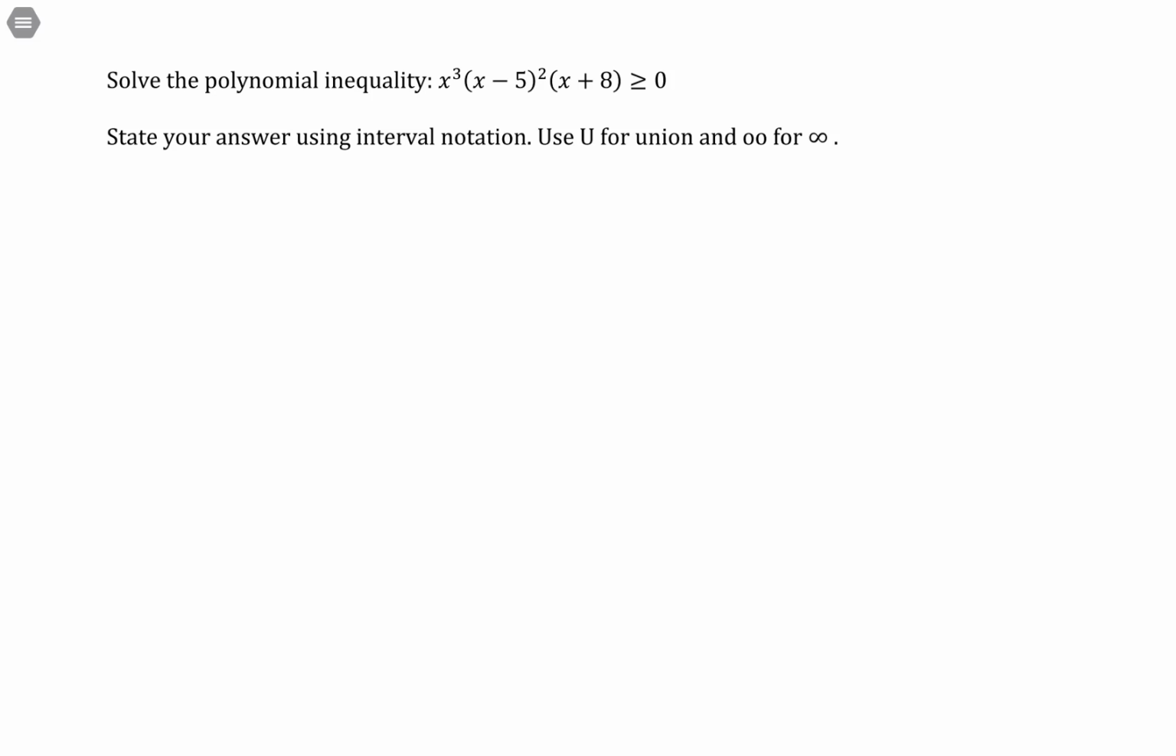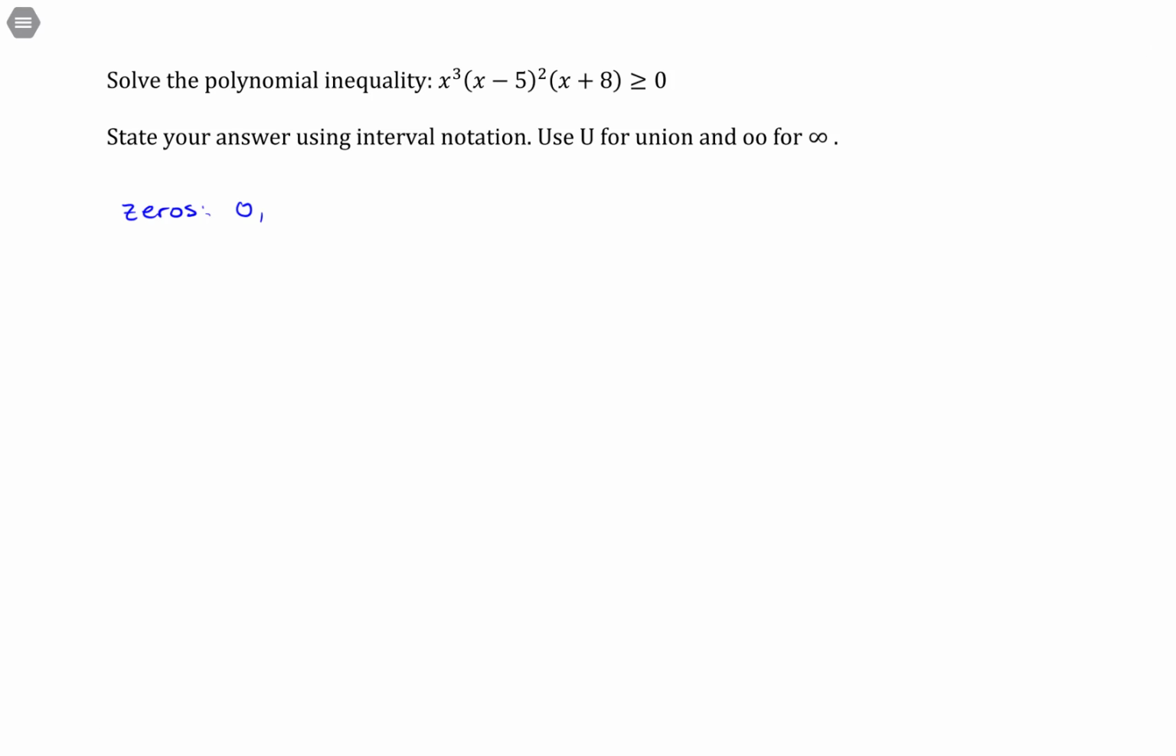Solve the polynomial inequality x cubed times (x minus 5) squared times (x plus 8) is greater than or equal to 0. So for a polynomial inequality, the first thing we need to do is identify the zeros of the polynomial. Since this is in factored form, that's simple enough to do. We just take each factor, set it to 0, and solve.